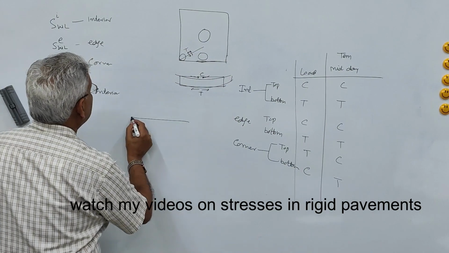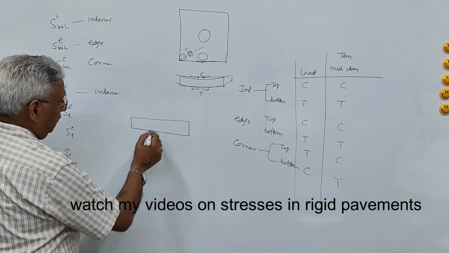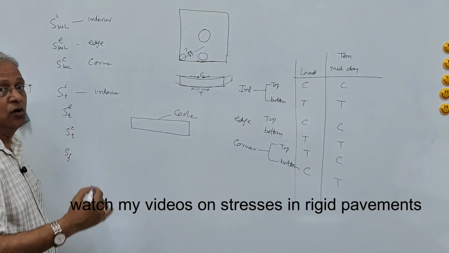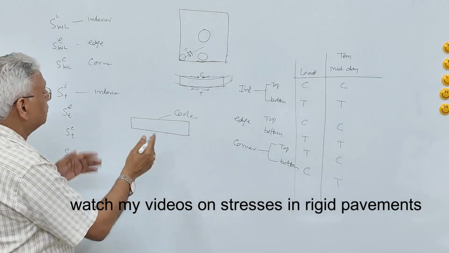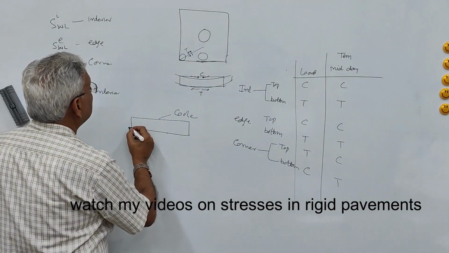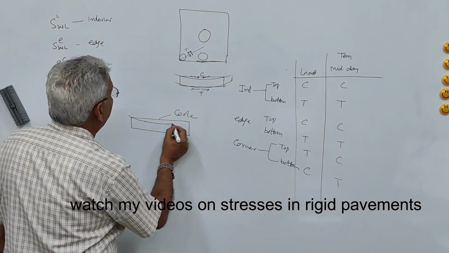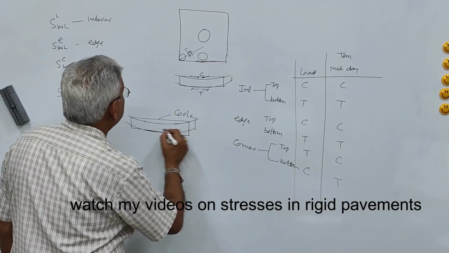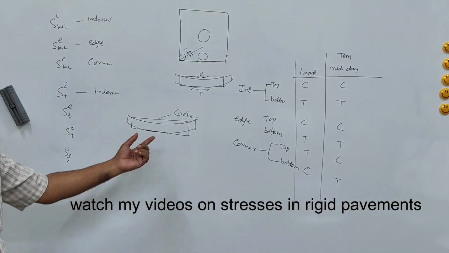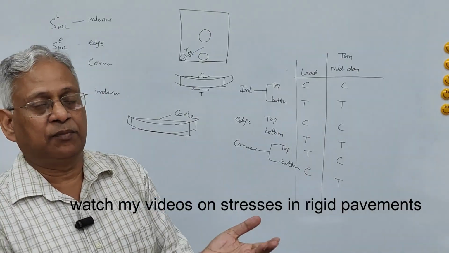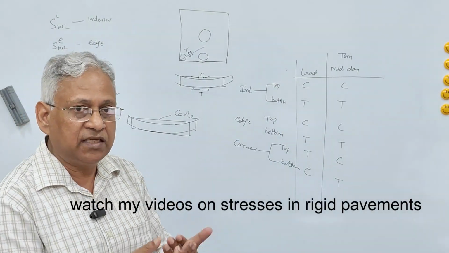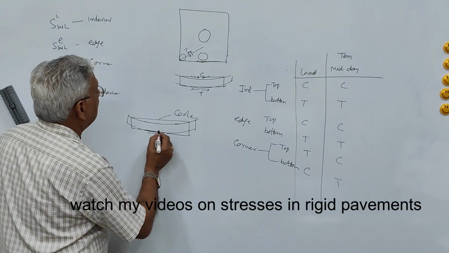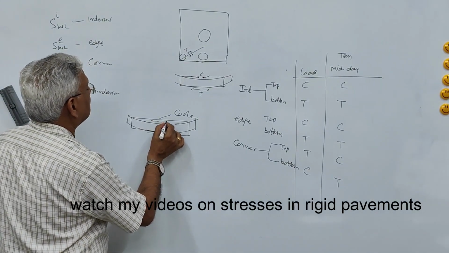During night time, the situation is just reverse. Now this is cooler and this is relatively hot. So the slab will curl upward. And again here at the bottom, because of resistance provided by the support system, the base course, it will have a compression here and it will have a tension here.